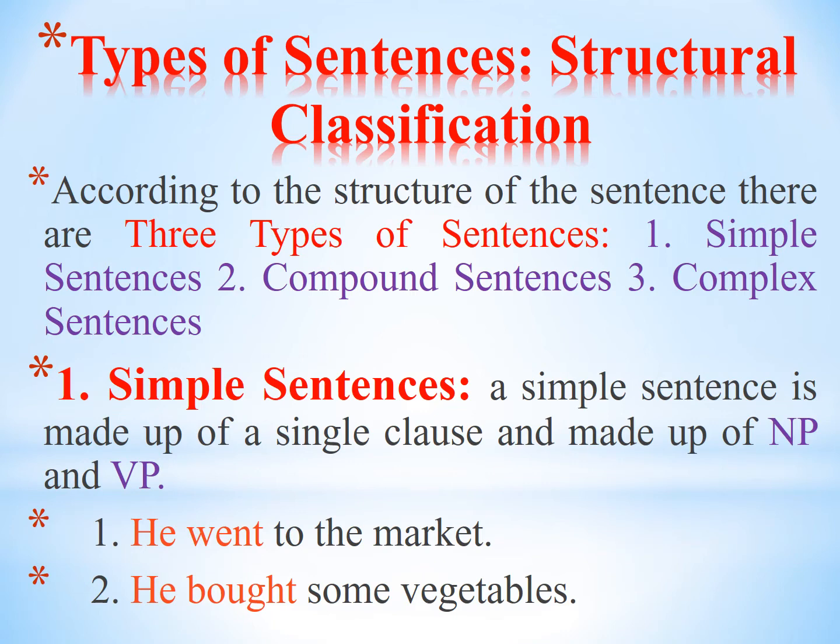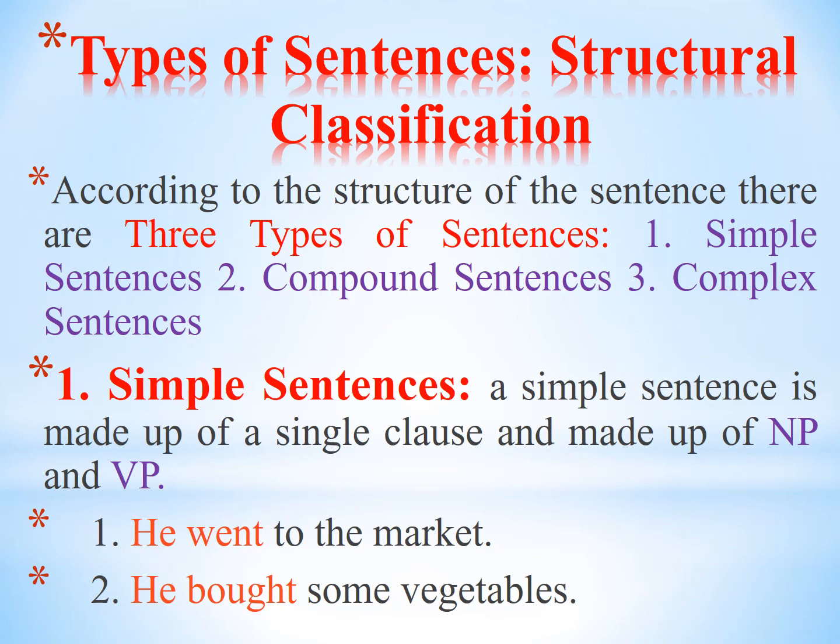According to the structure of the sentence, there are three types of sentences. First, simple sentences, second, compound sentences, and third type is complex sentences. These are three types of sentences. They are here classified according to their structure.